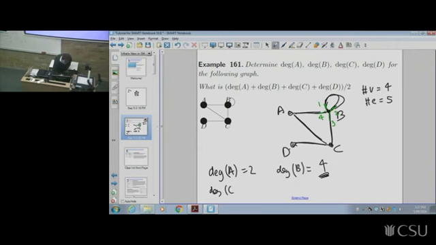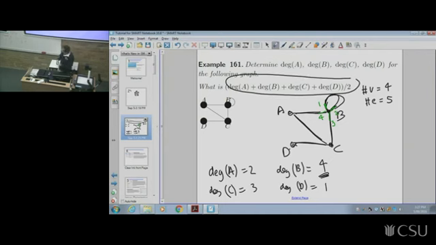Degree of C is 3, and degree of D is 1. What does degree of 0 mean? It's unconnected. Yeah, it means it's not connected to the rest of the graph, and nothing's adjacent to it.